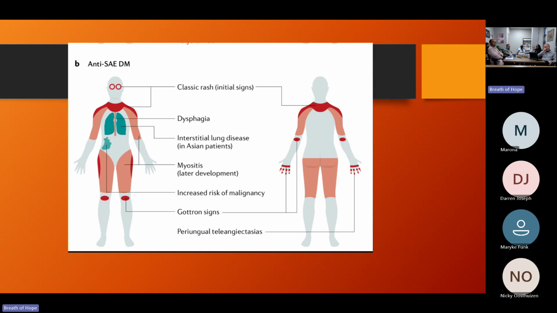These patients present with interstitial lung disease, typical rash, and periungual telangiectasia is quite a prominent feature of them. And I remember the patient I recently had did have quite significant periungual telangiectasia.